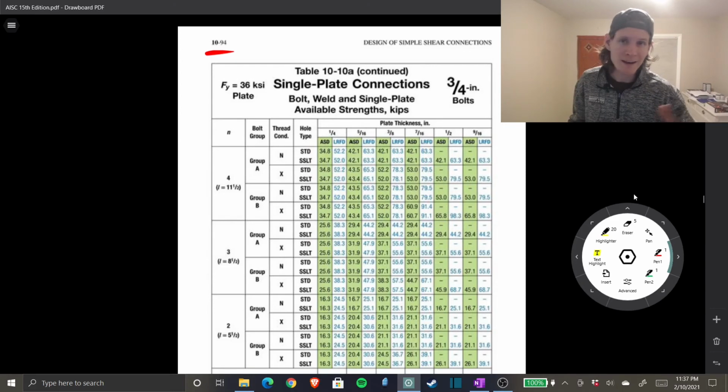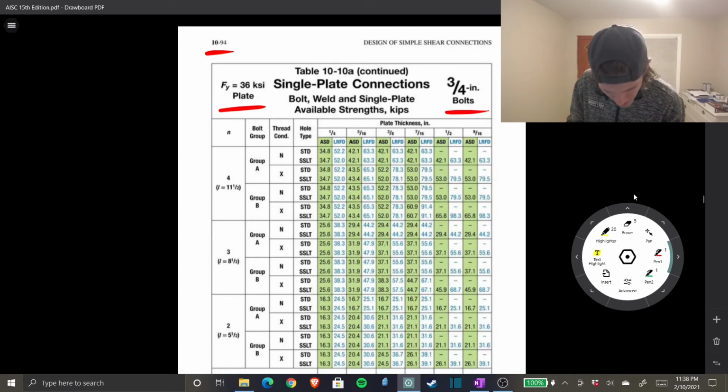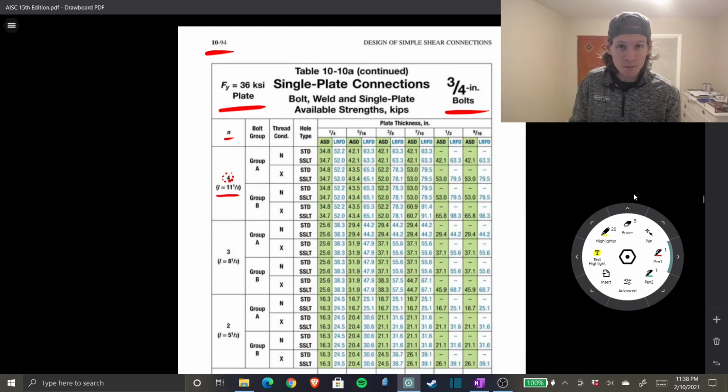That covers a wide range of different types of connections that you could have. And you just need to make sure that your connection falls under the criteria that they've tabulated. So let's check that out. Well, the plate is 36 ksi yield strength. We know that. We're using 3/4 inch diameter bolts. Nice. N is the number of bolts that you have, 4 bolts. L is the length, the depth of your steel shear tab. We know ours is 11.5 inches, so that's good.